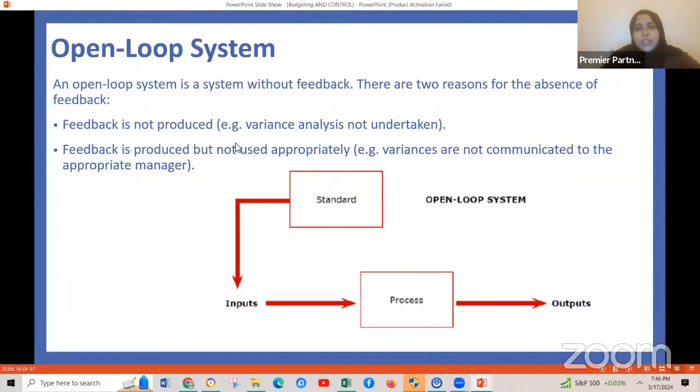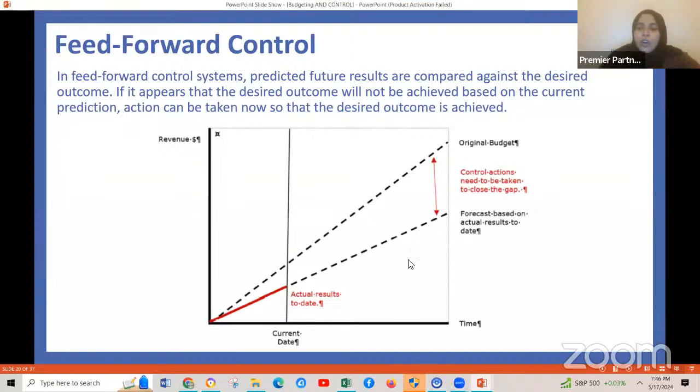Feedback is not produced in an open loop system. Feed forward is basically, now this is your original budget. This is your forecast. Now if my actual performance continues, this is what my performance is going to be.